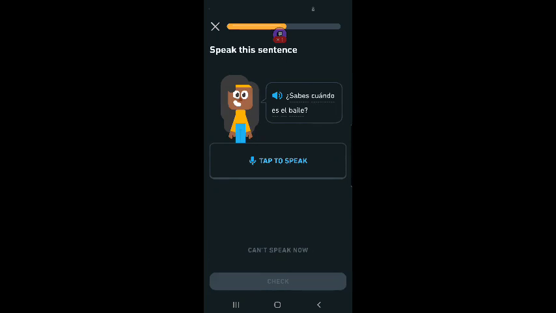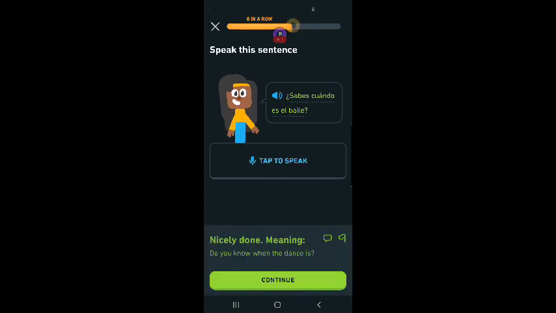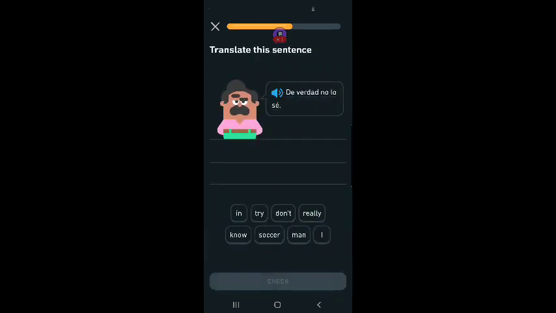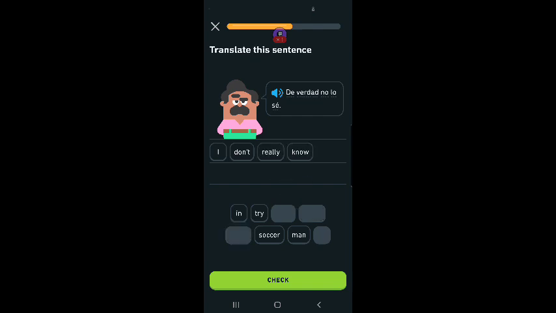¿Sabes cuándo es el baile? Do you know when the dance is? De verdad no lo sé. I don't really know. De verdad no lo sé. Truly, I don't know.